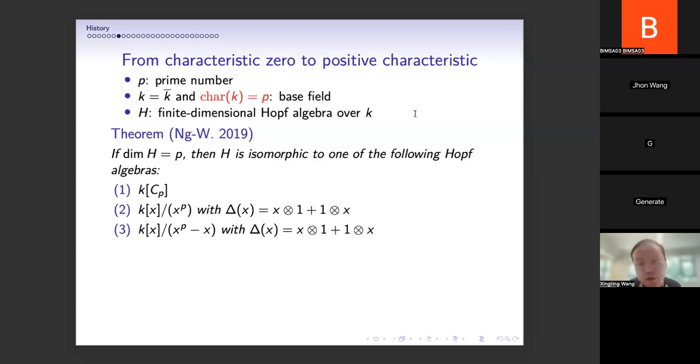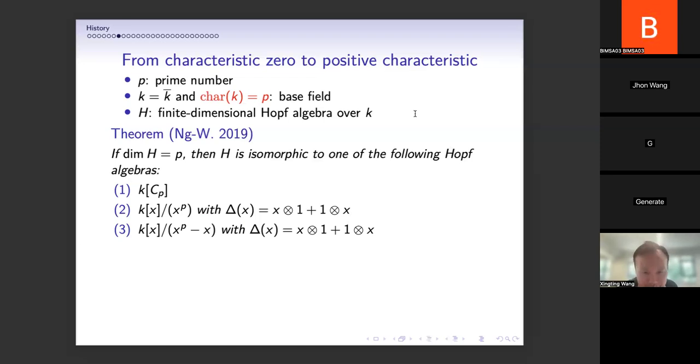And the next 2 cases are totally new, and that picture will come again, so it's good to think about it a little more. So we have 2 more new families of Hopf algebras, and these Hopf algebras are coming from Lie theory.